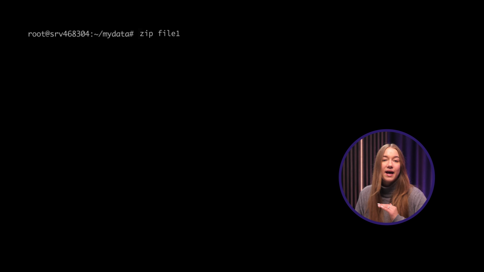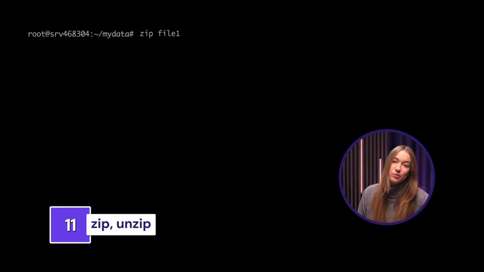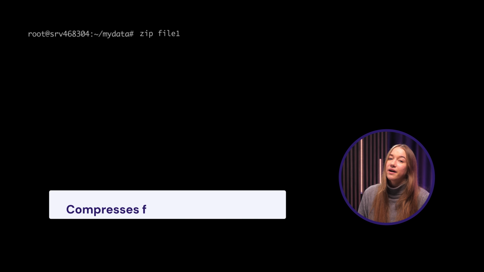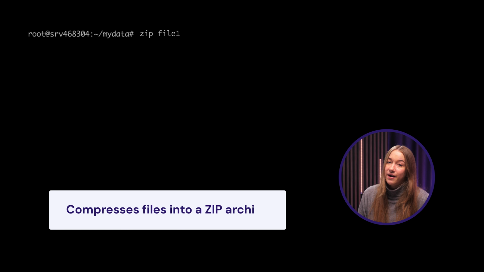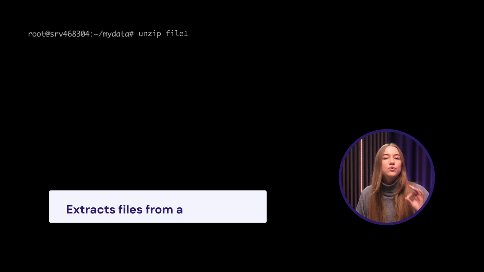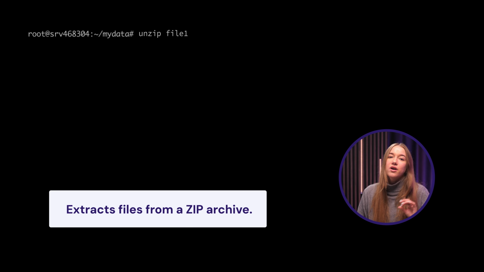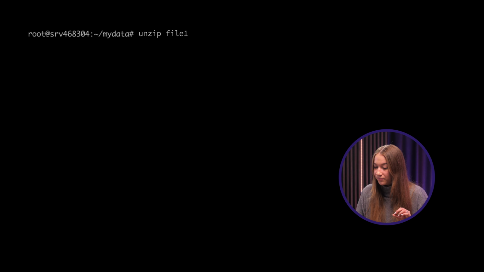Now next up, let me present the zip command to you. Use it to create a new archive that compresses the files you've specified. Similarly, you can use unzip to extract an archive into the current directory.